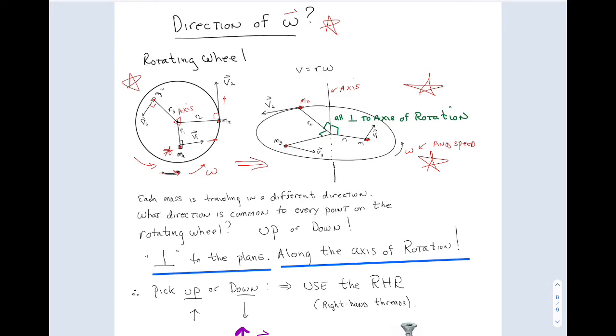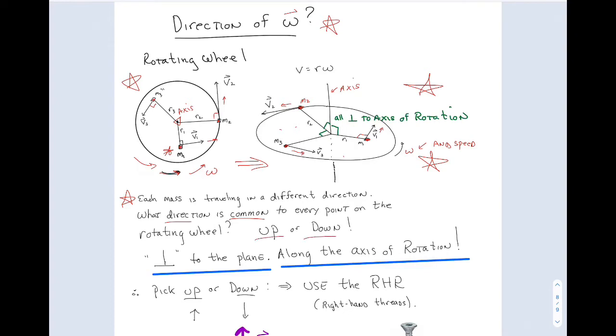So mass number 1 has a velocity in that direction, perpendicular to the direction it's going. Number 2 is headed in that direction. Number 3 is headed in that direction. So each mass is traveling in a totally different direction. If I drew 50 masses on this wheel, they're all headed in different directions. So what direction is common to every one of those 50 masses on the rotating wheel?